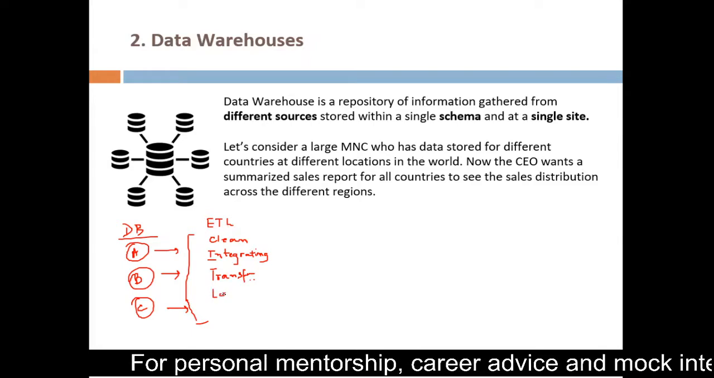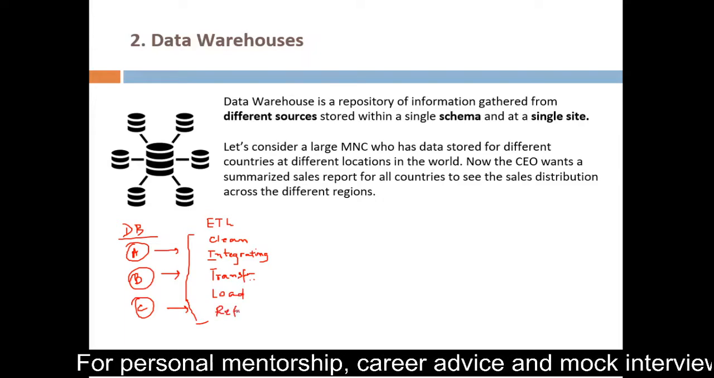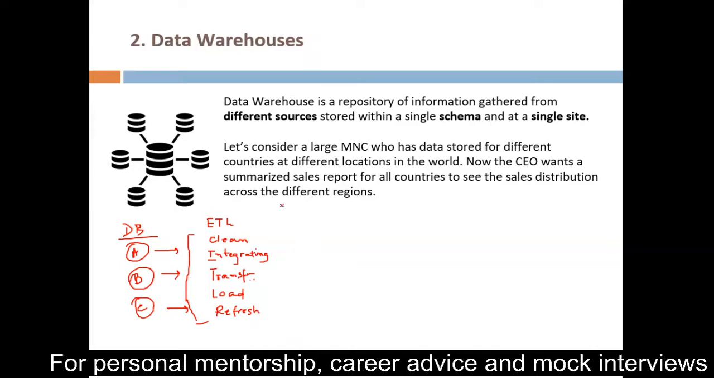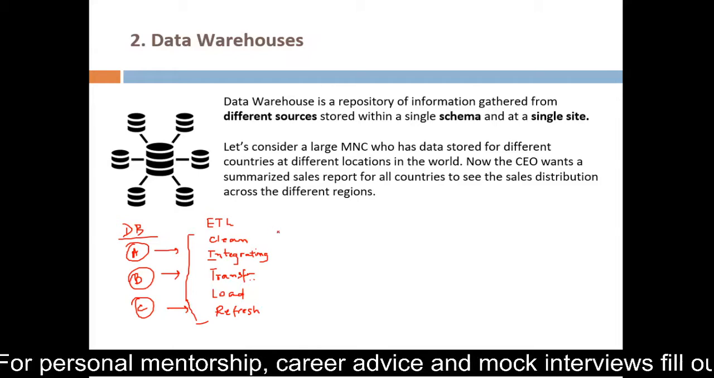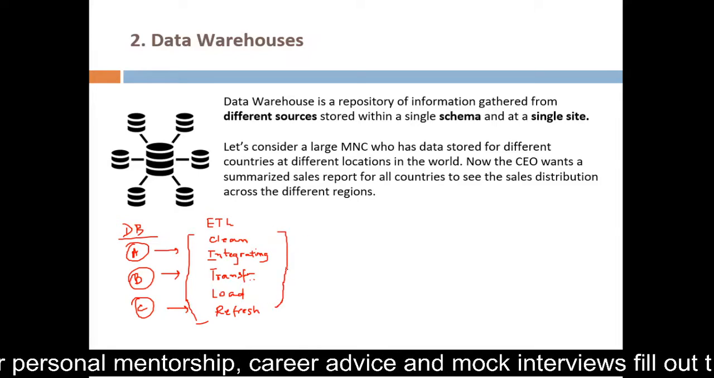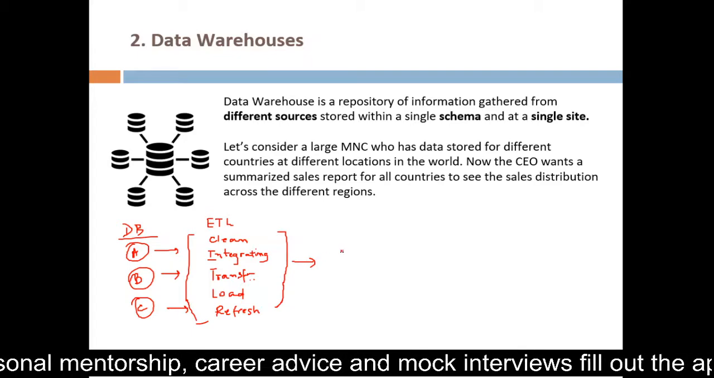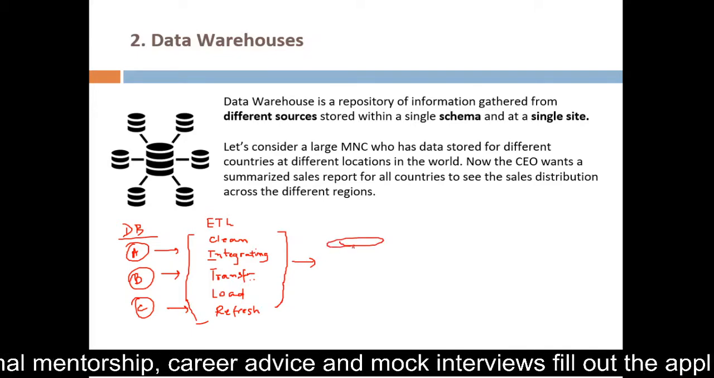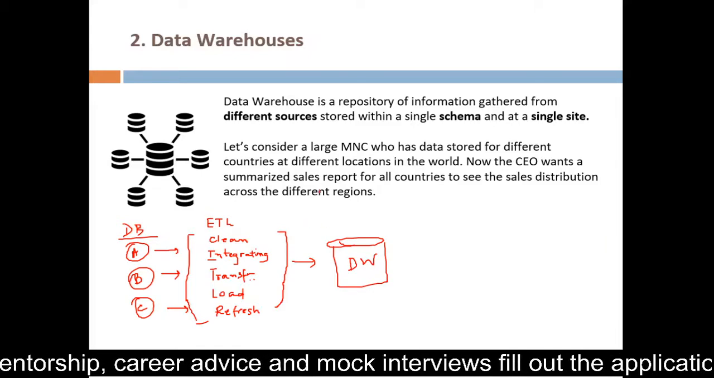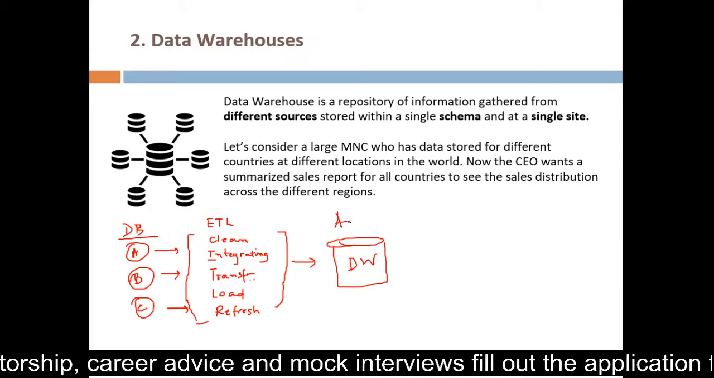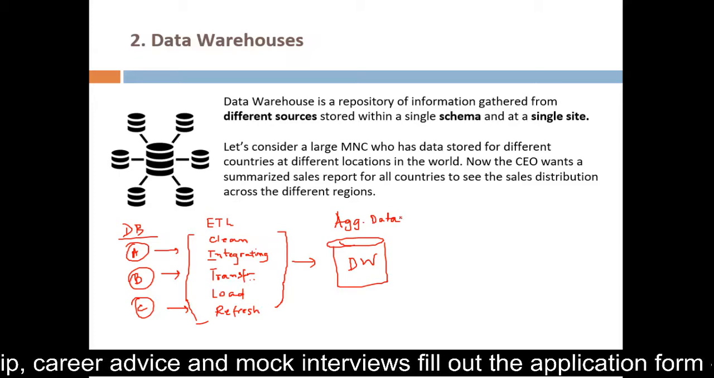And then we have load, and then we also have data refresh to make sure the data that we are looking at is the most updated. Now, once we have this entire ETL process done, this further goes into what we call the data warehouse. What this data warehouse does is it stores the aggregated data from the different sources, right?